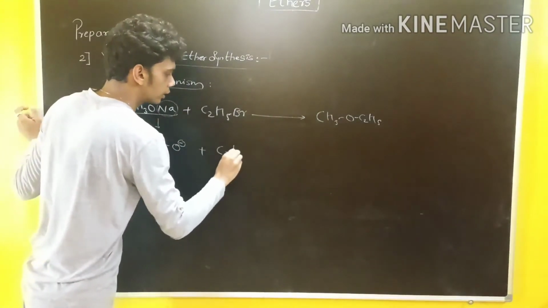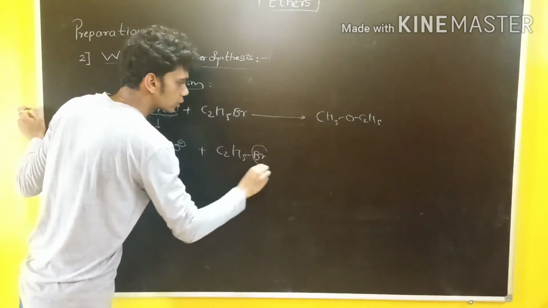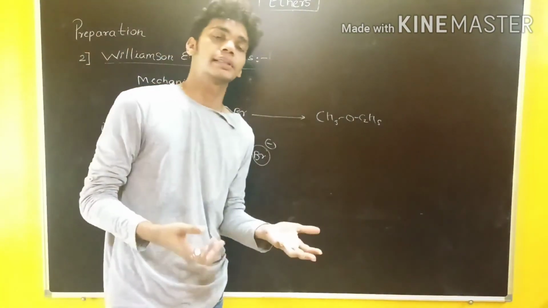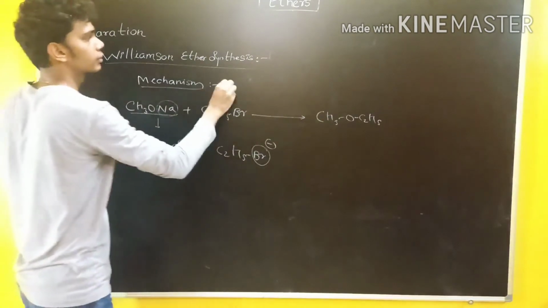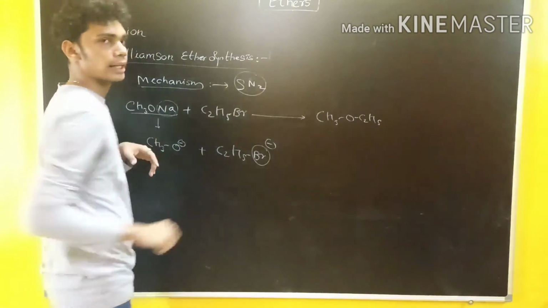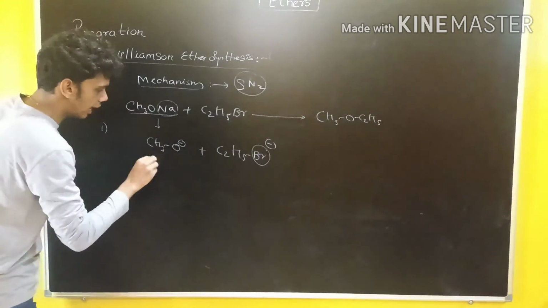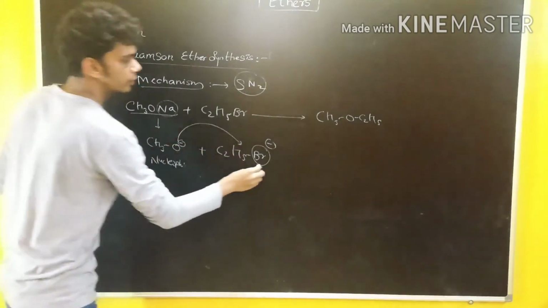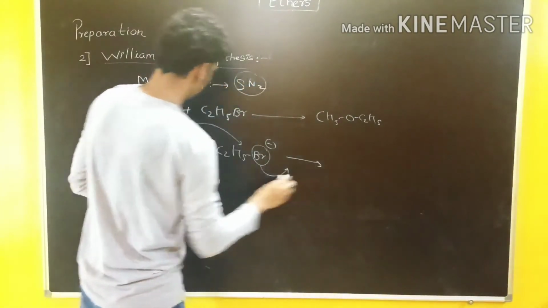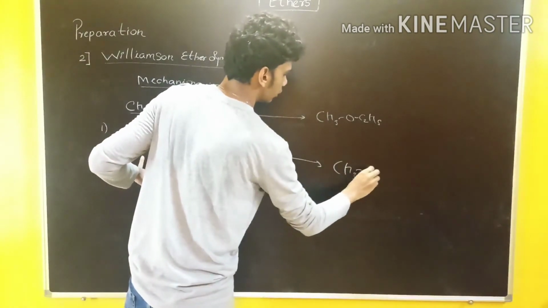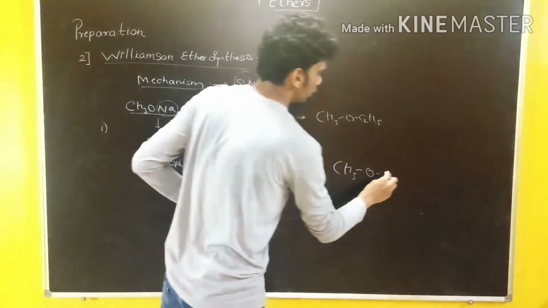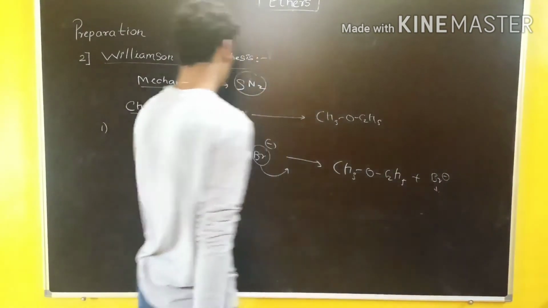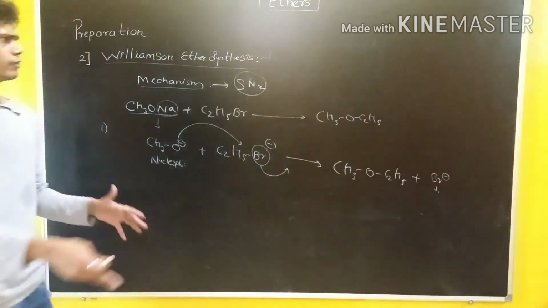Then it is going to attack C2H5Br. Br is a good leaving group, a minus ion. The halides are basically good leaving groups. That's why this mechanism is the SN2 mechanism. This acts like a nucleophile and attacks here. So Br is the leaving group. The product formed is CH3O attached to C2H5, plus Br minus, which is the leaving group and is removed. This is the simple mechanism of the Williamson synthesis.